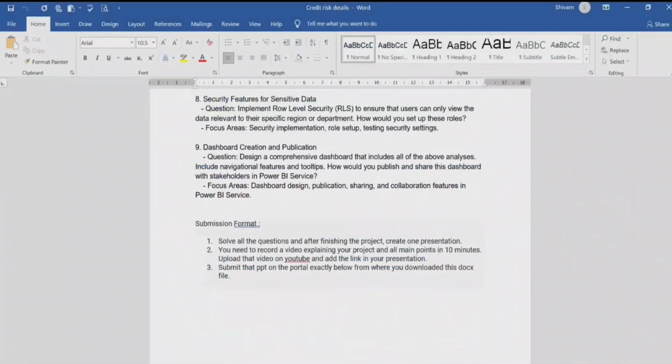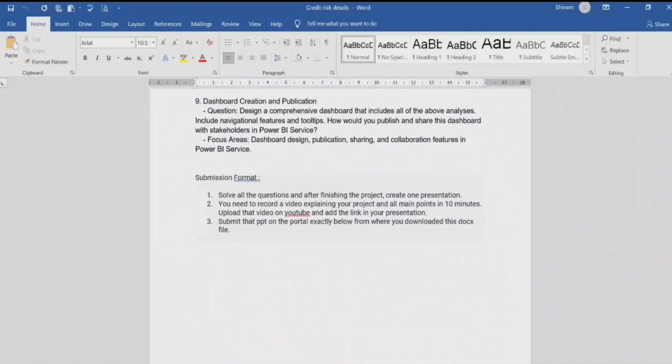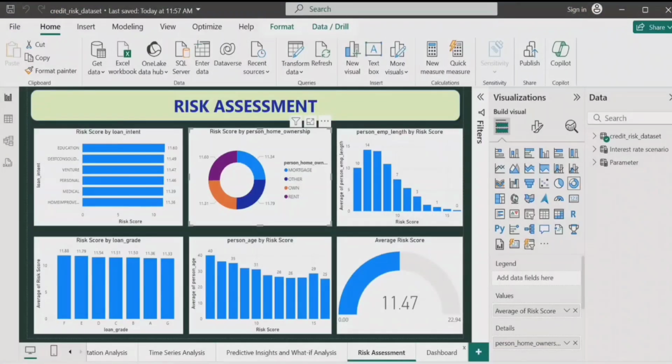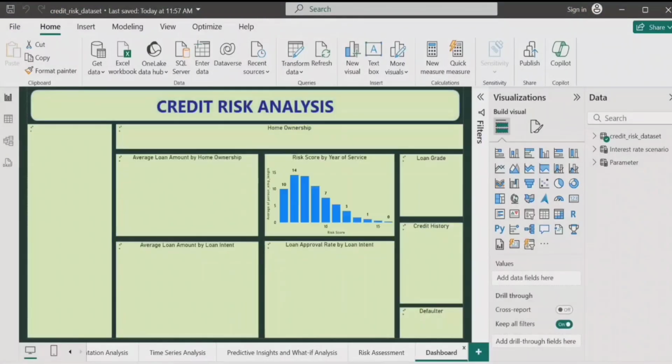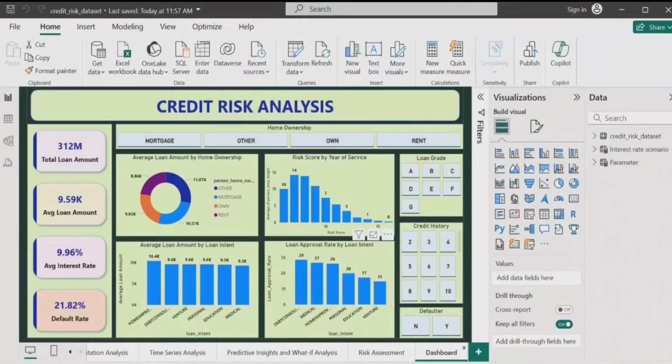So our next question is dashboard creation and publication. Design a comprehensive dashboard that includes all of your analysis. So let's go to the dashboard part. So here is the dashboard: total loan amount given, average loan amount, average interest rate, default rate, and the various bar graphs and pie charts, and these are the slicers.